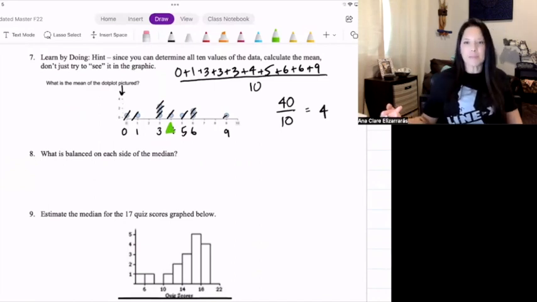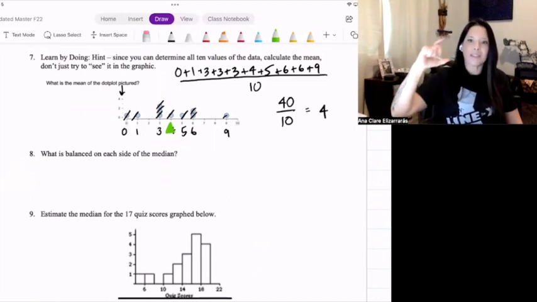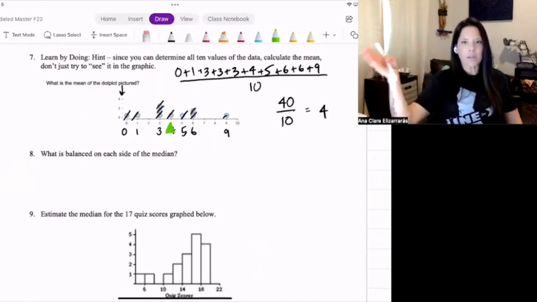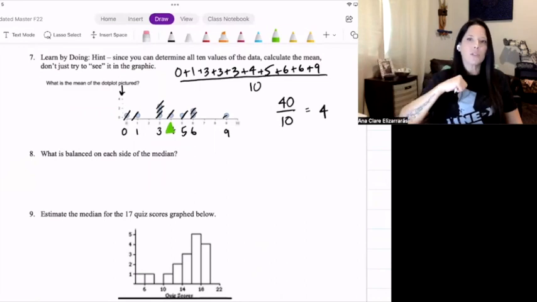Now we have the median. That's another measure of center. So when we were talking about describing a distribution in the last module, when we came up with the CUSS, the C was center. And if your distribution is symmetric, you can use the mean. If your distribution is skewed, you need to use the median.